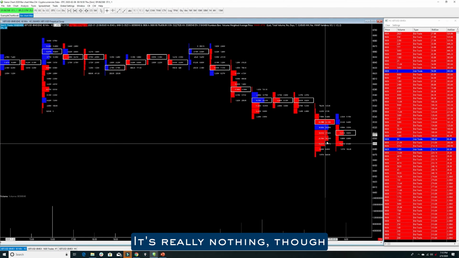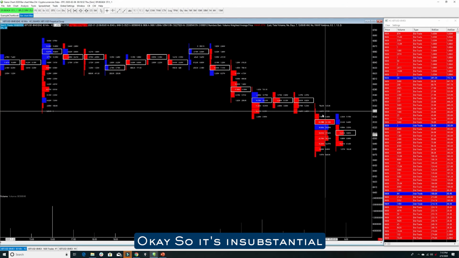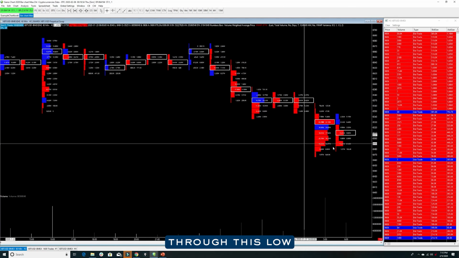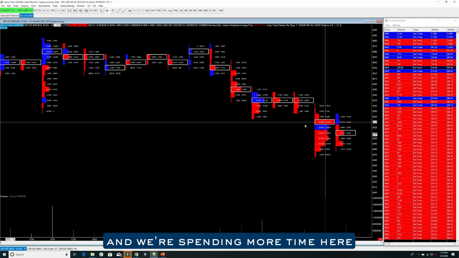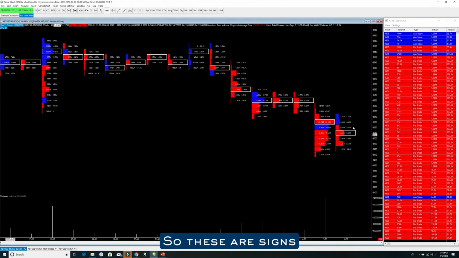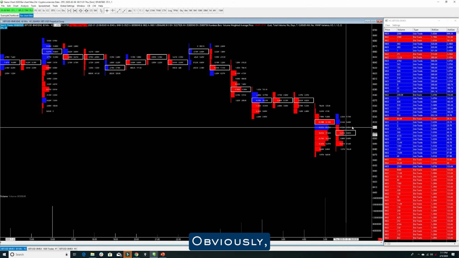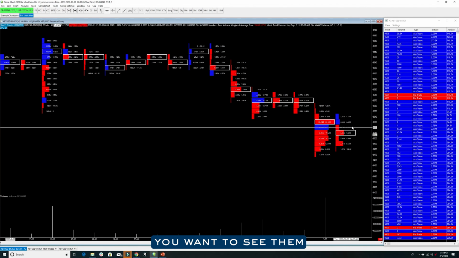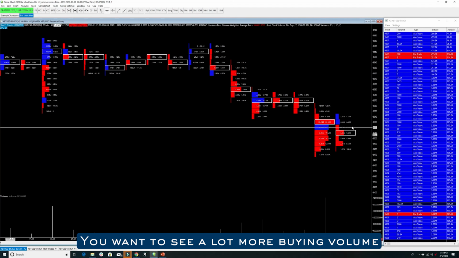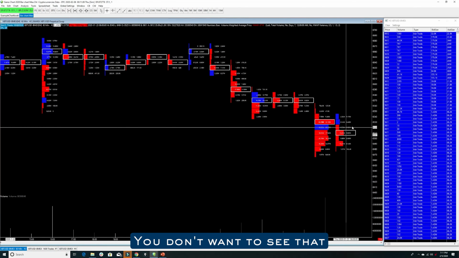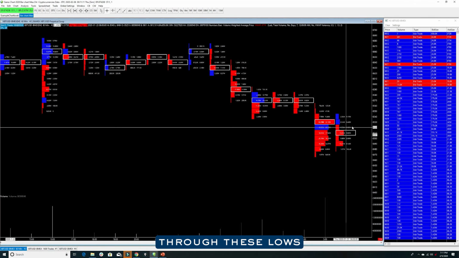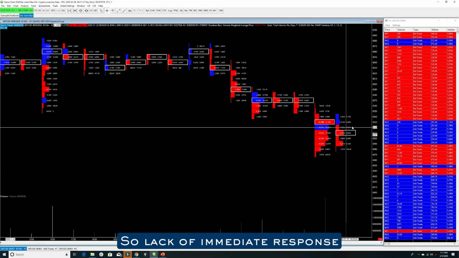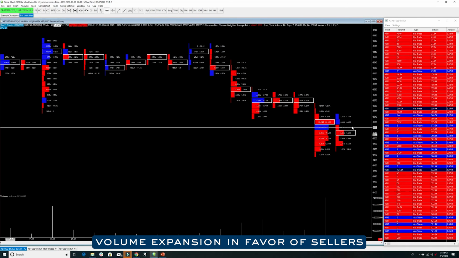In this case, it's really nothing though. Okay, so it's insubstantial. There's just a majority of sellers through this low, and we're spending more time here than we had previously. So these are signs you want to be paying attention to. Obviously, you want to see a very swift rejection. If there are buyers, you want to see them step in aggressively. You want to see a lot more buying volume. You don't want to see that we're expanding with selling volume through these lows. So lack of immediate response, volume expansion in favor of sellers.